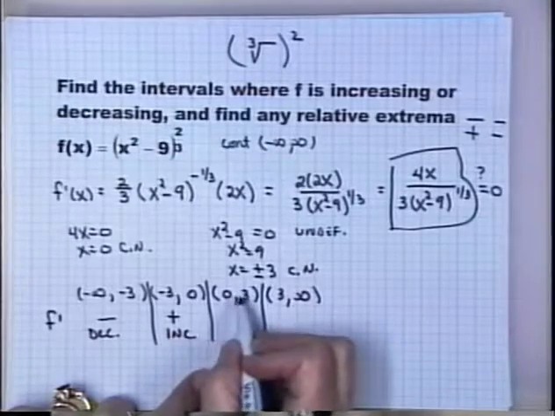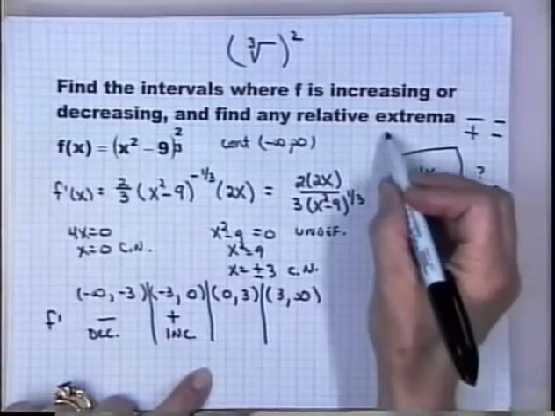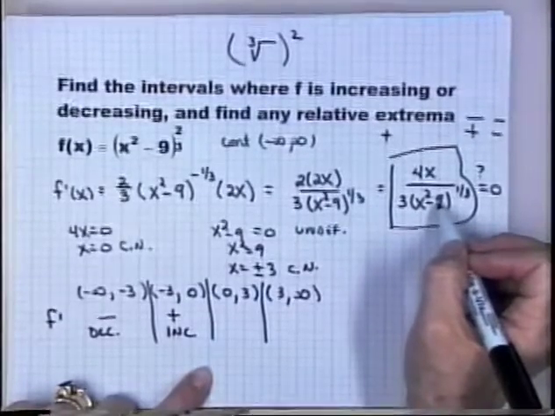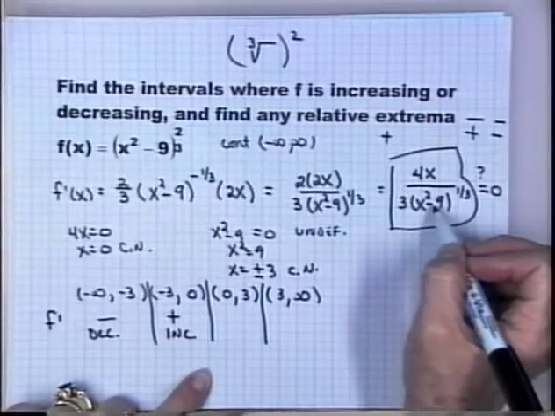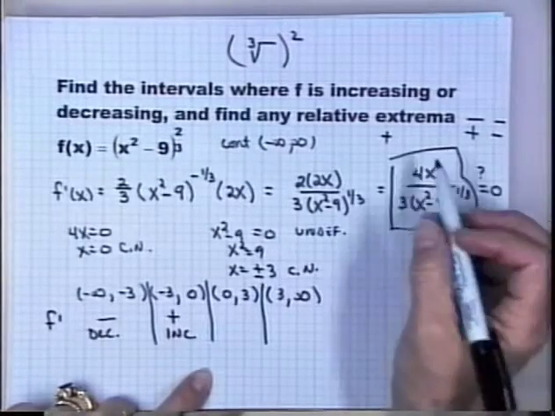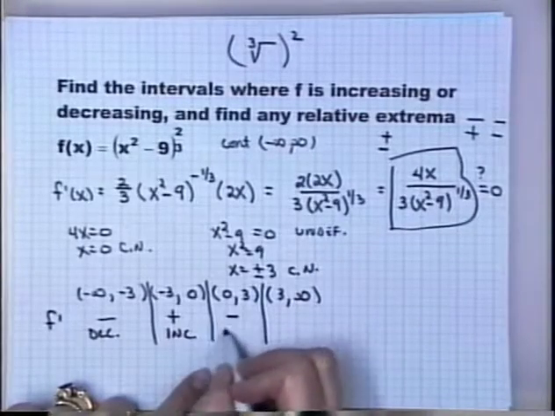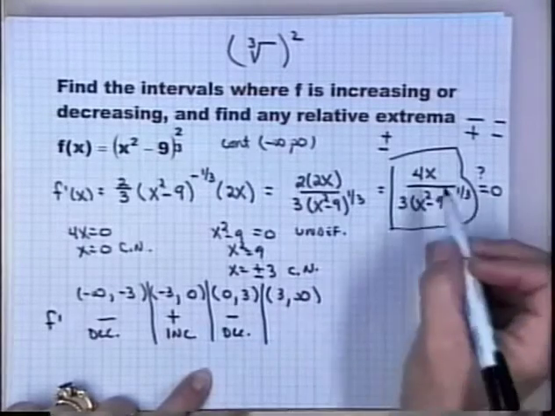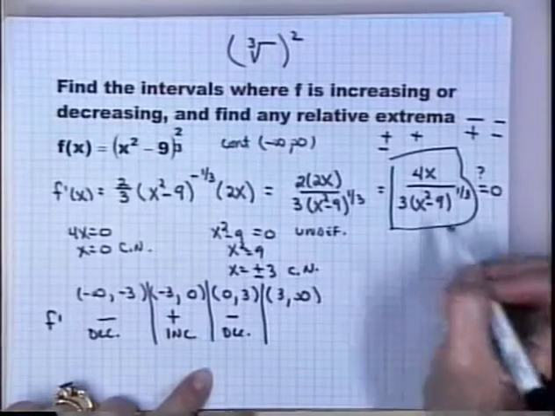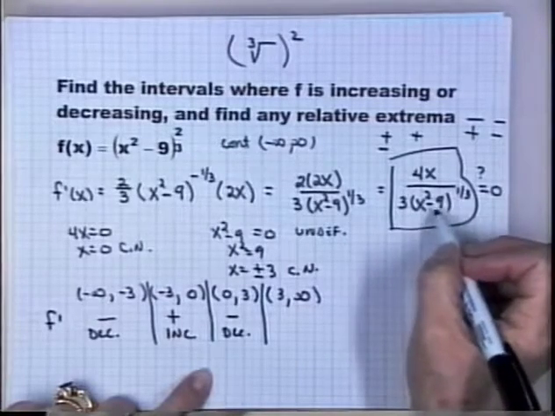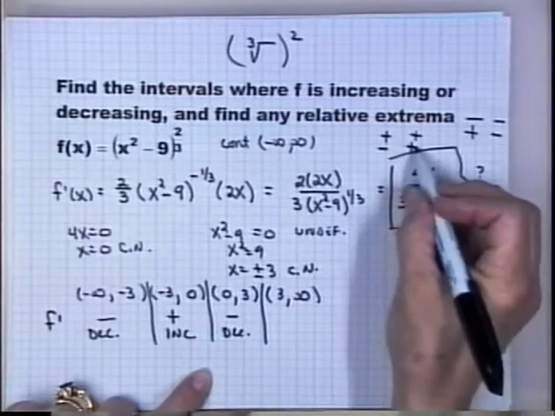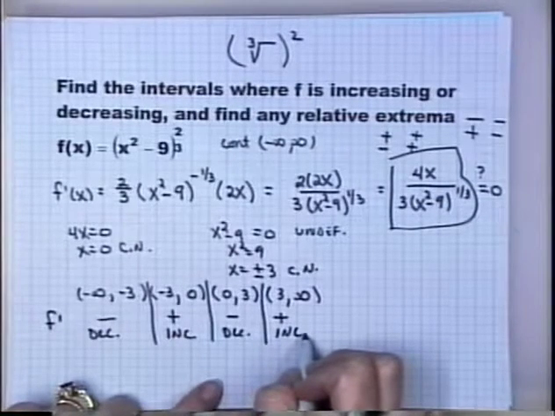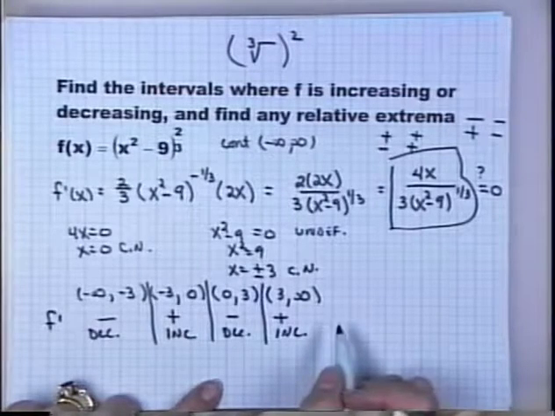Between 0 and 3, I can use a 2. 4 times 2, that's 8. That's positive. 2 squared is 4. Minus 9 is negative. The cube root of that negative is negative. 3 times that would be negative. So I'll get a negative, decreasing. And finally, in this interval, we can use positive 4. 4 times positive 4 is positive. 4 squared is 16. Minus 9, that's positive. So all this stuff is going to be positive. And we're increasing again.